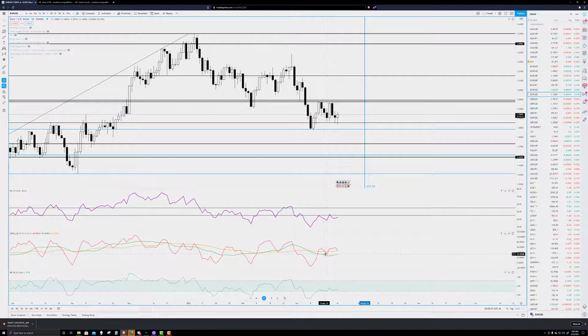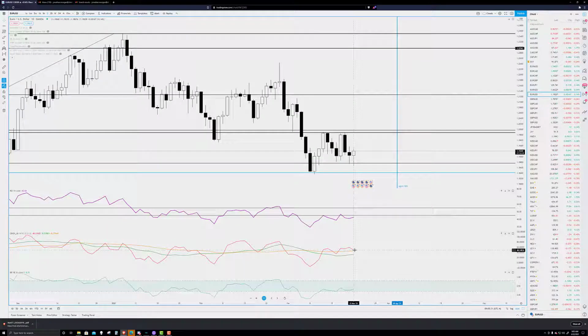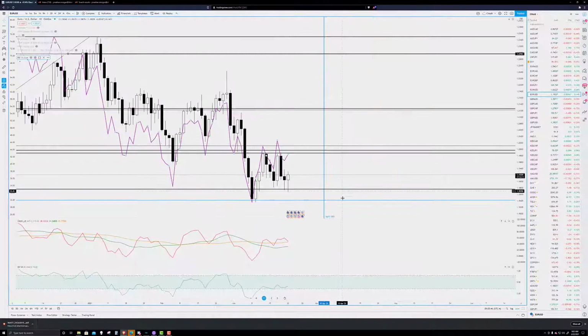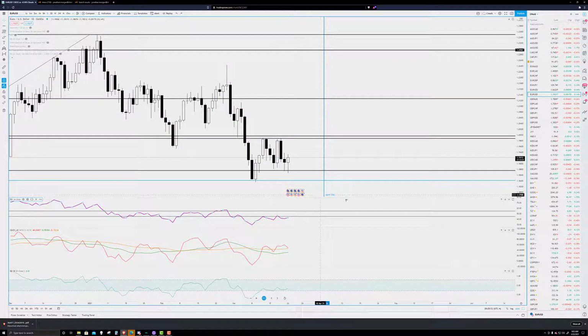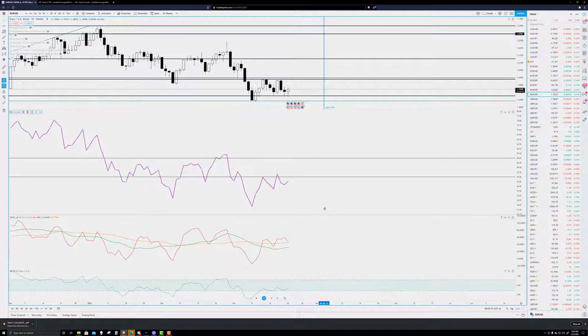Here's another warning sign on the short side. The composite index is fairly neutral, but there's a divergence in here. It's barely noticeable. And what did I just do? I didn't mean to move that up there. There we go. The divergence is barely noticeable, but it is there.